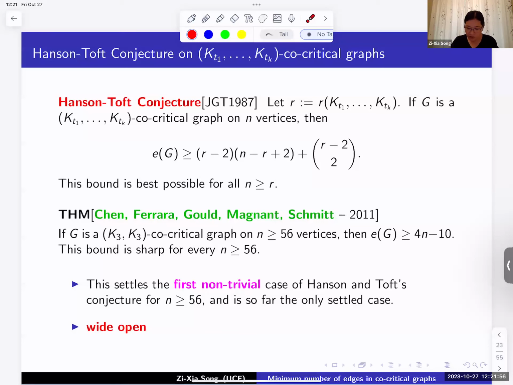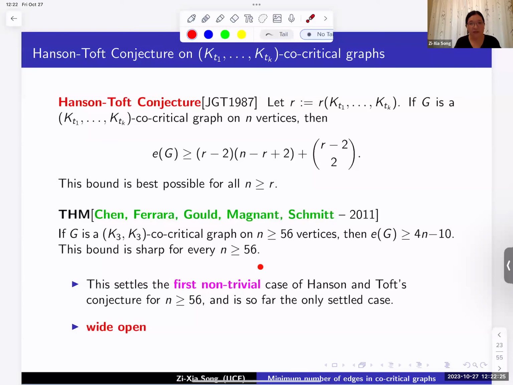So you see, from 1987 to 2011, there is no progress on this conjecture at all. I don't know if no one found this conjecture or no one was interested in it. That part I don't know. So the first progress came in 2011. This group of people here solved the first non-trivial case.